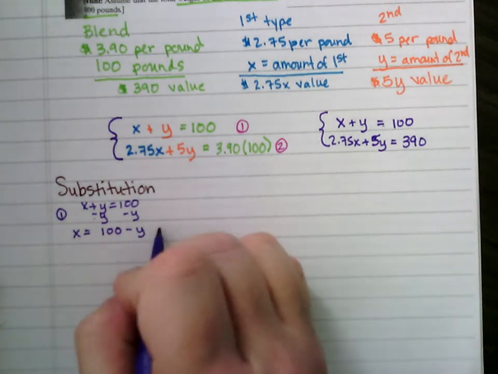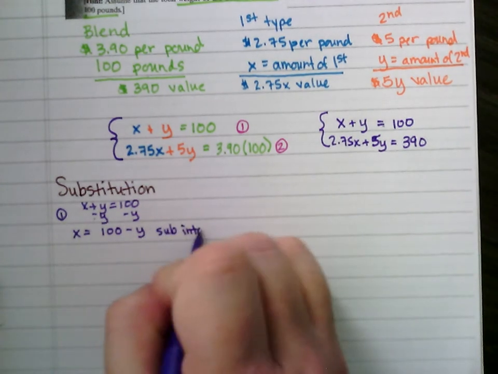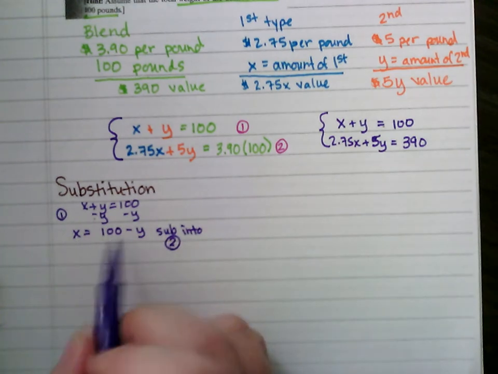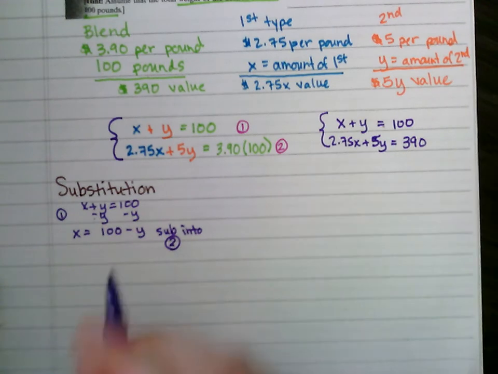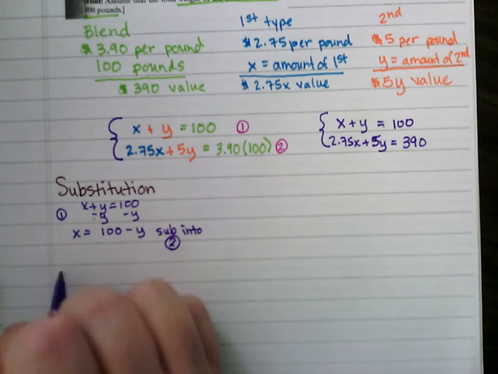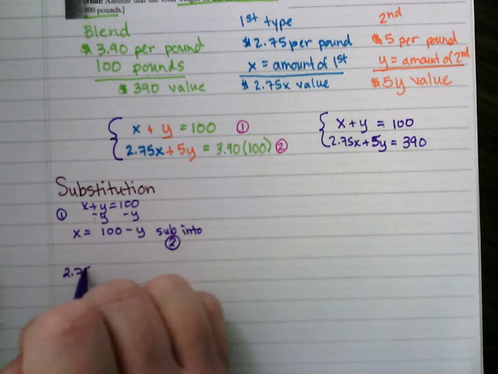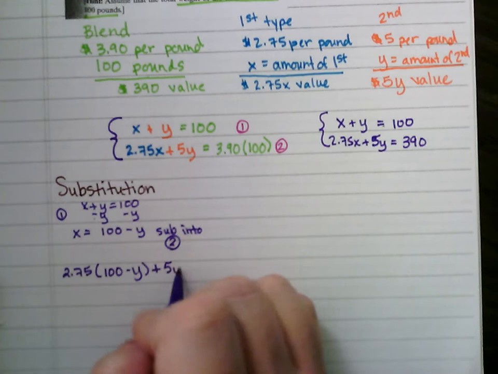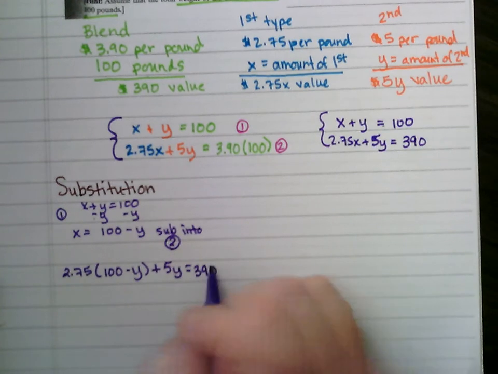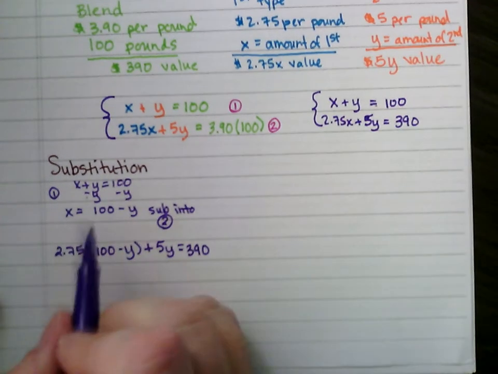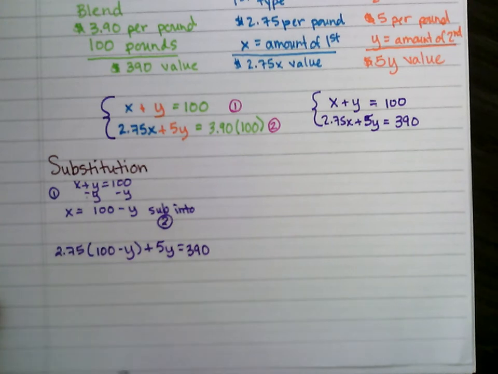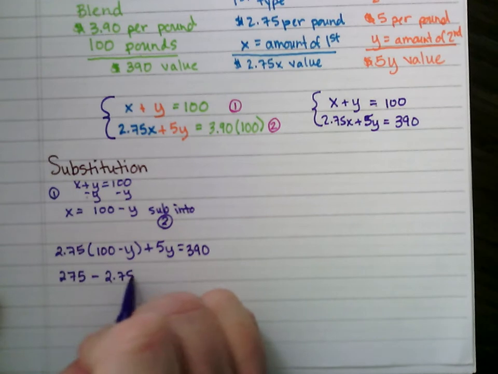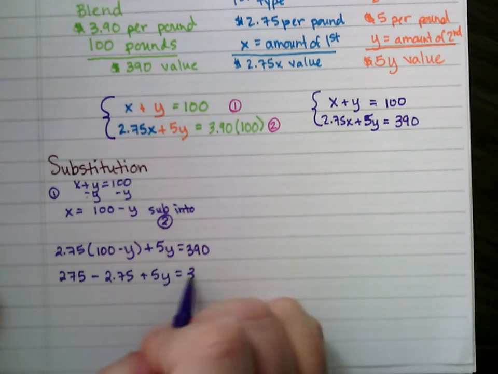I am then going to sub that into equation 2. So I'm replacing x with 100 minus y. So here where I have x, I'll replace that with 100 minus y. So that will be 2.75 times 100 minus y plus 5y equals 390. Then I would distribute that 2.75. So 275 minus 2.75y plus 5y equals 390.